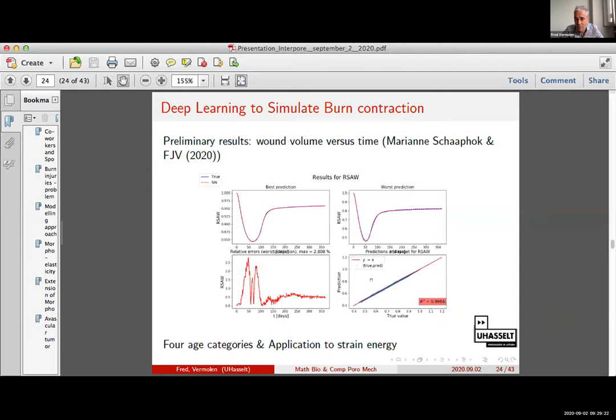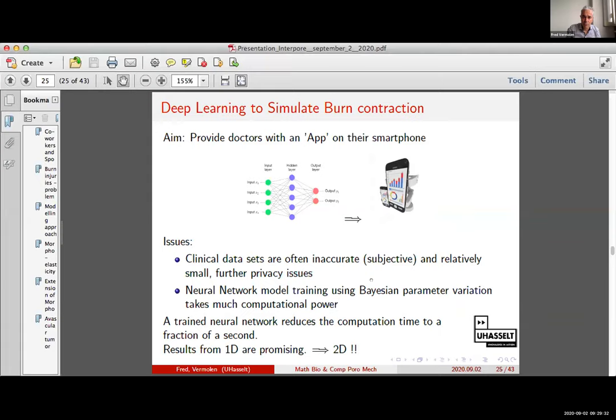And so this is a very nice result in this sense. So this approach looks quite promising. Of course, we want the doctors to have an app on their smartphones or on their iPads, which they can use with the trained neural network in order to predict how the skin of the patient is evolving.